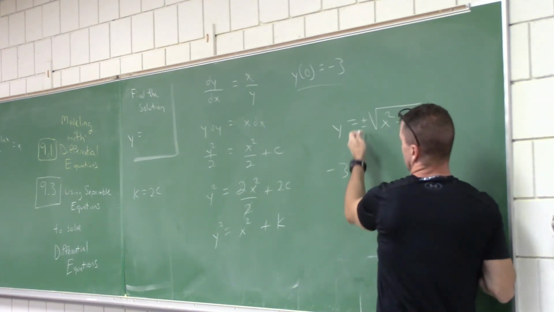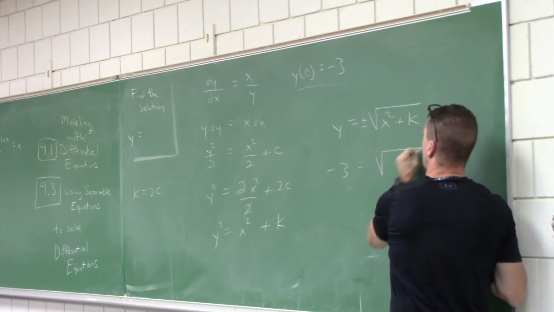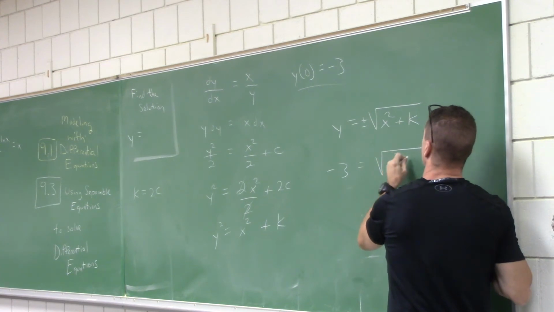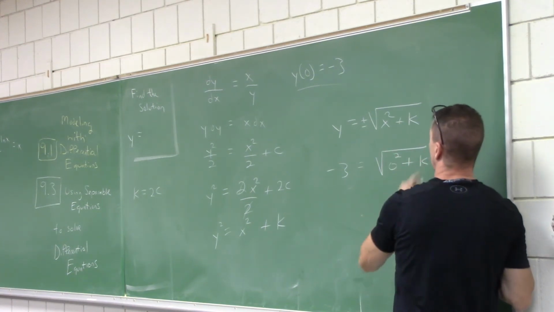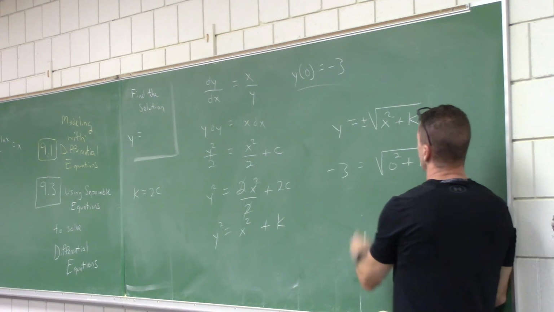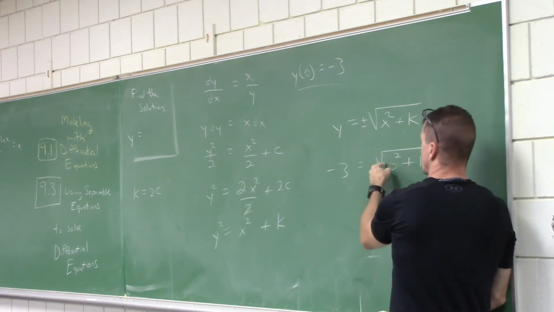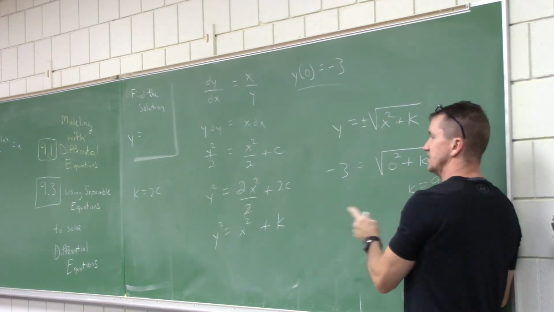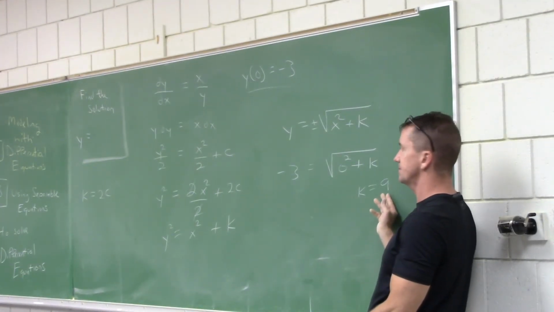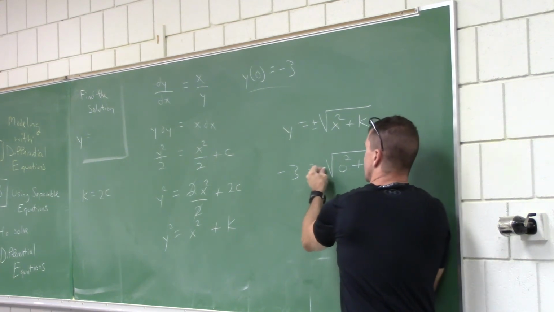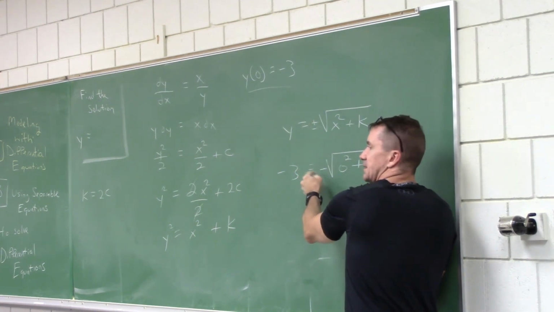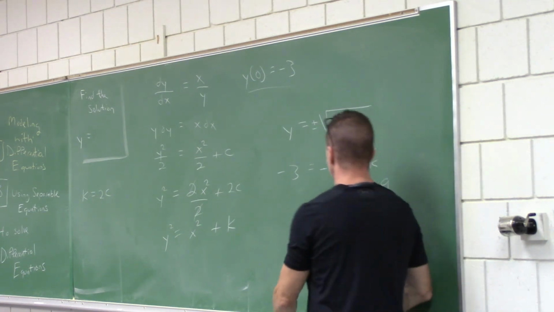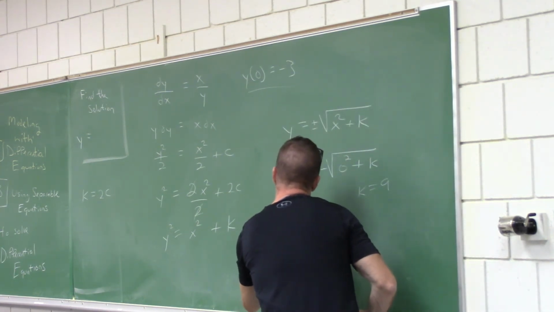Negative 3 equals either plus or minus the square root of 0 squared plus a constant. What would be the constant? k would have to be 9, but a square root has to be positive, right? So when he's saying k has to be equal to 9 for this to be true, this must be the minus one because this is negative. Does that make sense? So the final answer, what is the answer to this problem?